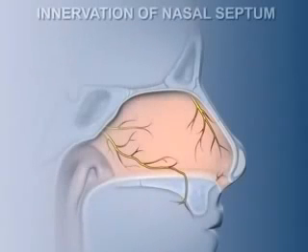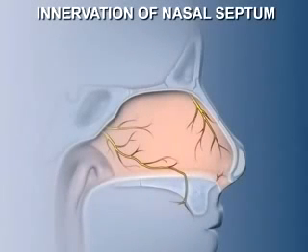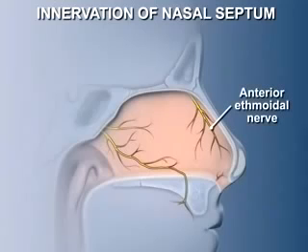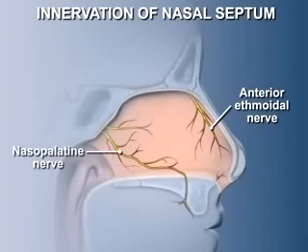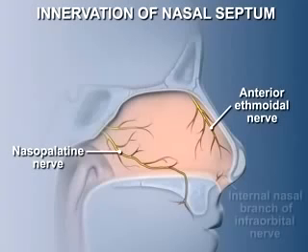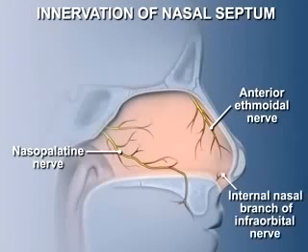Sensory innervation of the nasal septum is supplied by the first and second branches of the trigeminal nerve. The anterior ethmoidal nerve supplies the anterosuperior half of the septum, while the nasopalatine nerve supplies the posterior-inferior half. A small area around the external nares is supplied by internal nasal branches from the infraorbital nerve. The nasopalatine nerve passes through the incisive foramen to supply the anterior aspect of the palate.